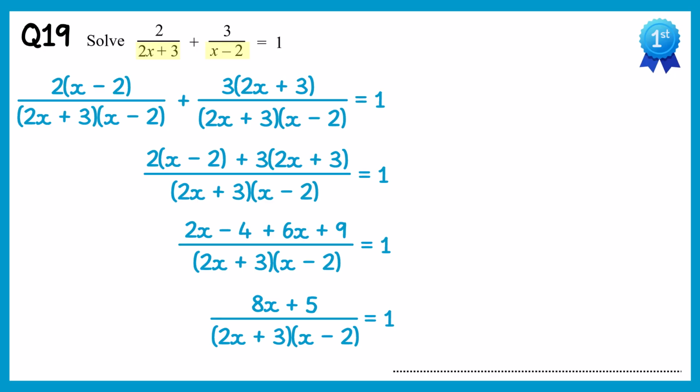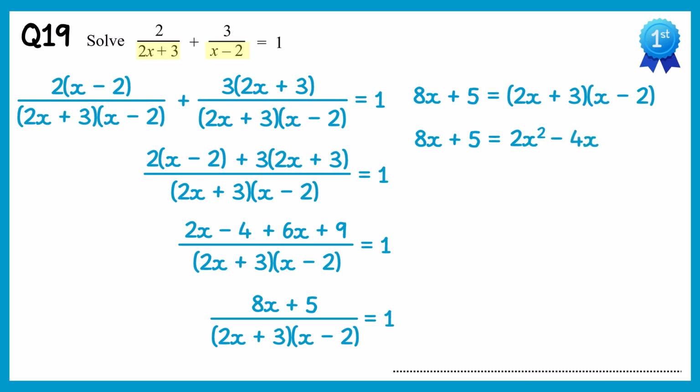Next we're going to multiply both sides of the equation by the 2 brackets on the bottom of that fraction. On the left hand side, this means those brackets will cancel, so we've just got 8x plus 5. On the right hand side, we'll multiply 1 by both of those brackets, which is just those brackets. Now we'll expand out the double bracket. So on the right hand side, we've got 2x times x, which is 2x squared, 2x times negative 2, negative 4x, 3 times x, which is 3x, and 3 times negative 2, which is negative 6. We can simplify on the right hand side. We've got 2x squared, negative 4x plus 3x is negative 1x, and then subtract 6.